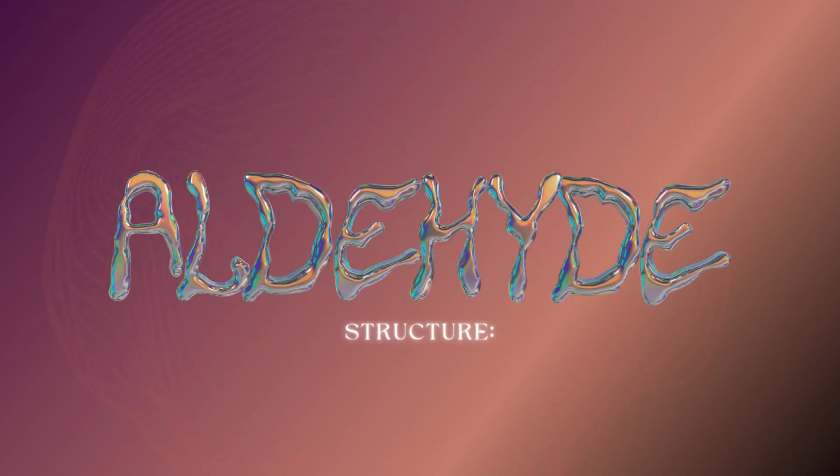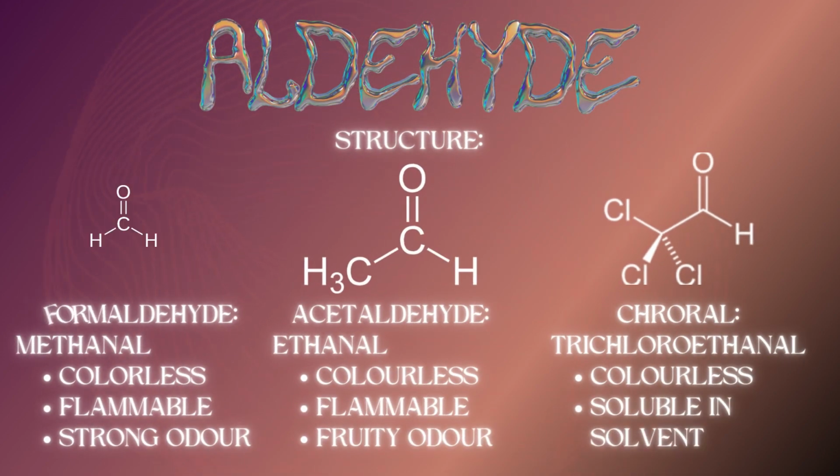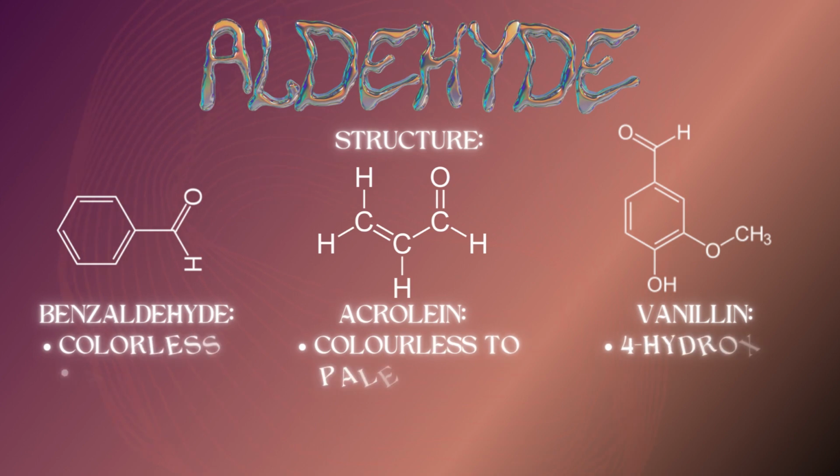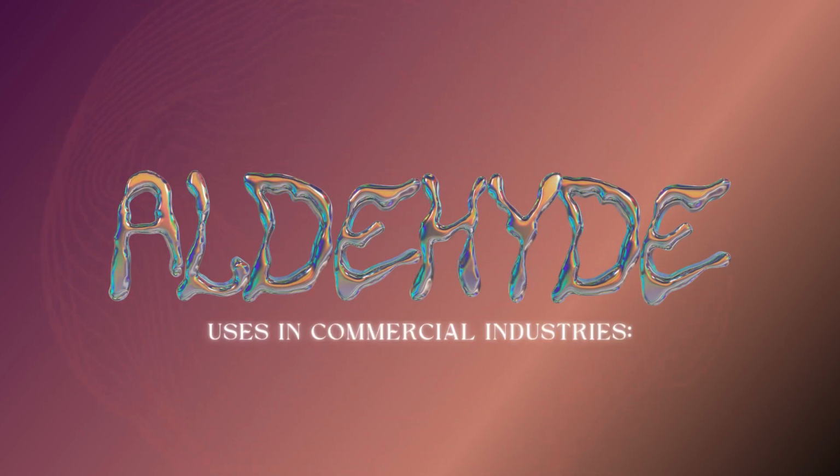Let's look at aldehyde structure. These are some examples of aliphatic aldehydes, while these are examples of aromatic and unsaturated aldehydes. How is aldehyde used in commercial industries?